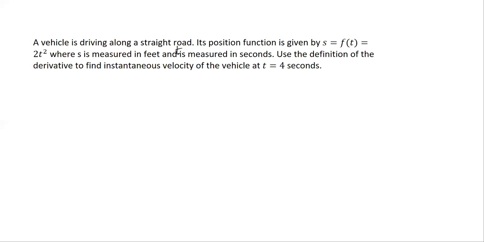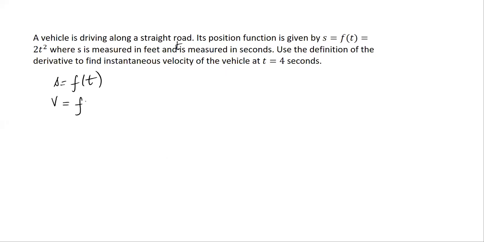Just for variety, I'm going to give you the notation, because here they said s is f of t, right? We know velocity from the previous example. We know that velocity is what we're trying to find. So in physics, we use v. So v is actually your f prime of t. But then they're saying t is given, we want to find the instantaneous velocity at time t equals 4 seconds. So this is exactly what we are asked to find, f prime of 4.